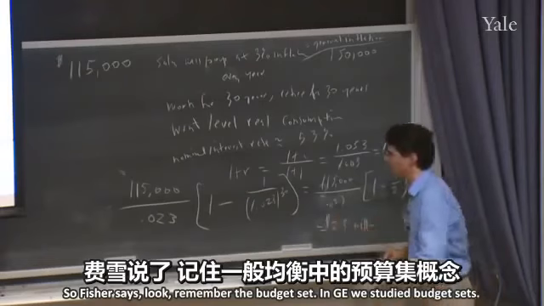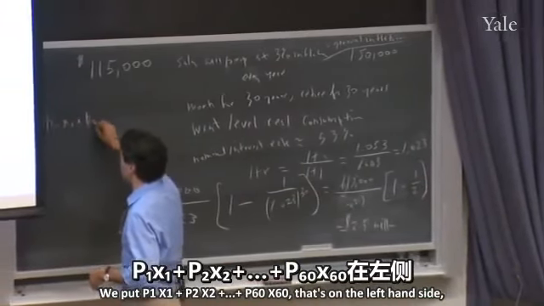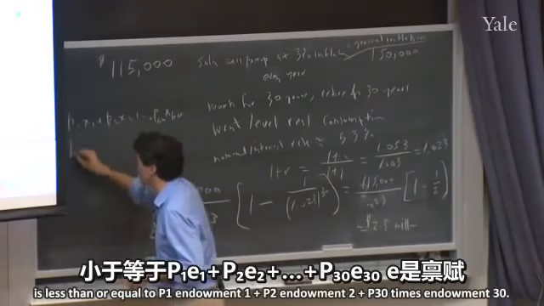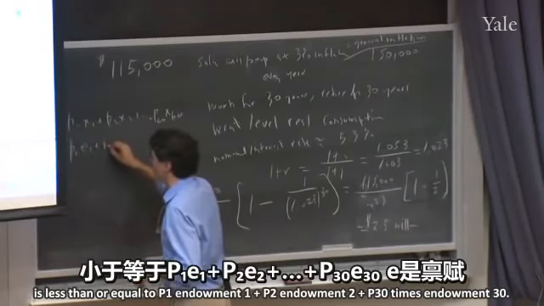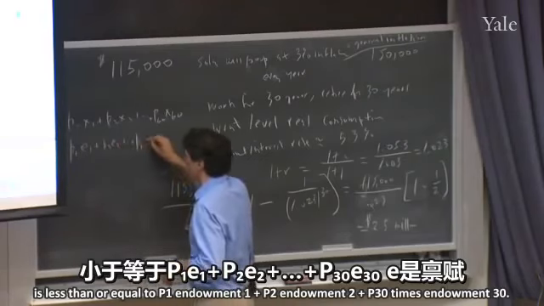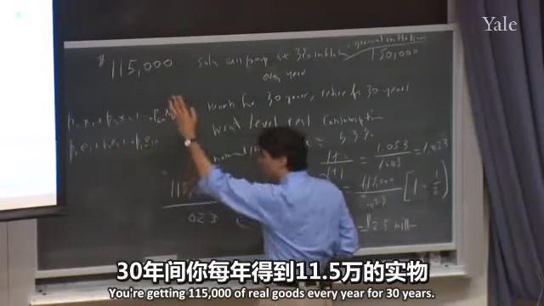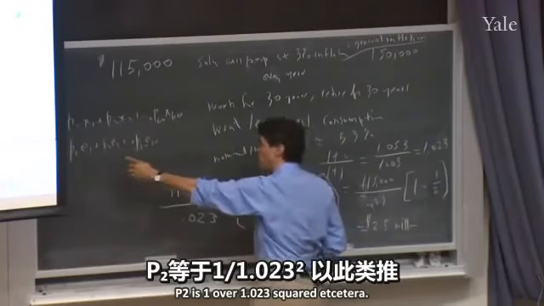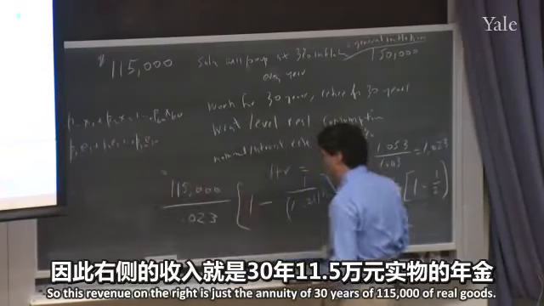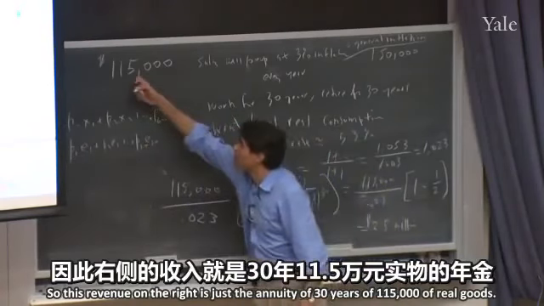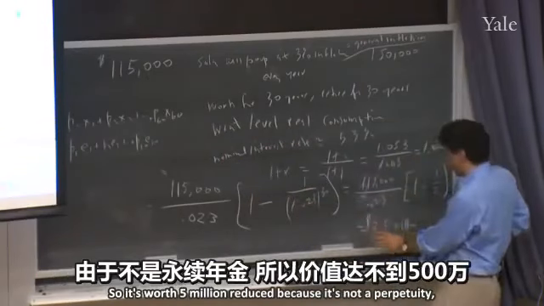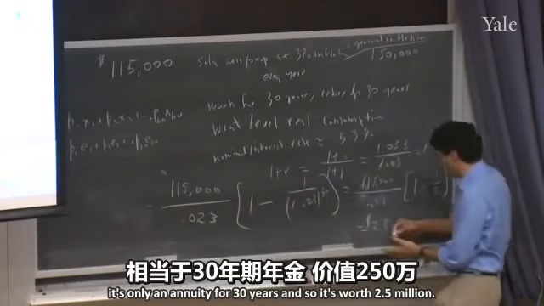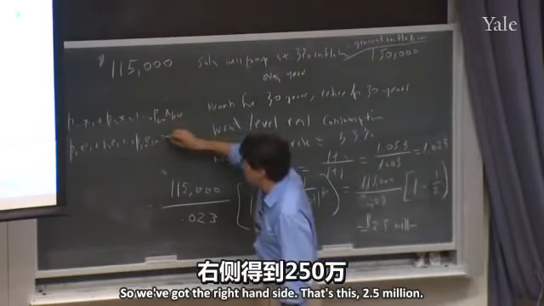So Fisher says, look, remember the budget set. In GE, we studied the budget set. We put P1 x1 plus P2 x2 plus up to P60 x60 on the left-hand side, less than or equal to P1 endowment 1 plus P2 endowment 2 plus up to P30 times endowment 30. You're getting 115,000 of real goods every year for 30 years. P1 is 1 over 1.023, P2 is 1 over 1.023 squared, etc. So this revenue on the right is just the annuity of 30 years of 115,000 of real goods. It's worth 5 million reduced because it's not a perpetuity, it's only an annuity for 30 years, and so it's worth 2.5 million.